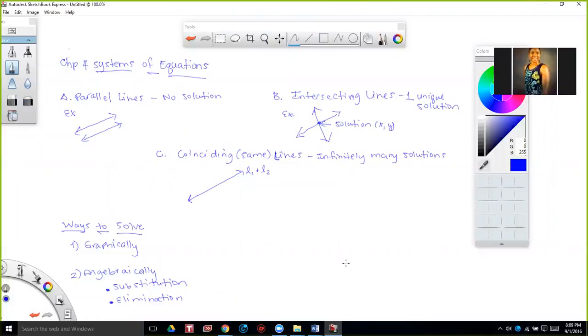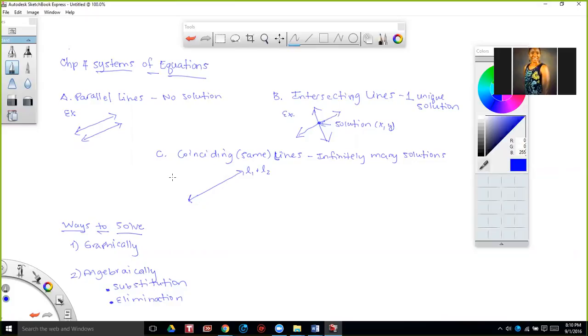Dealing with systems of equations, we have three types of systems that we'll be working with. Parallel lines, an example here, have no solution because they don't intersect. Intersecting lines have one unique solution because they do intersect. They intersect at one point, and wherever they cross, that's the solution, which has the ordered pair x then y. The third type are coinciding lines, which is actually the same line, and they have infinitely many solutions because the line continues forever and ever.